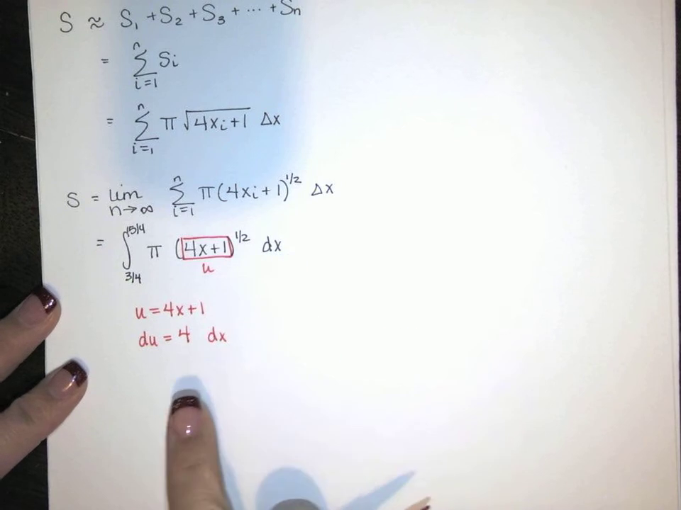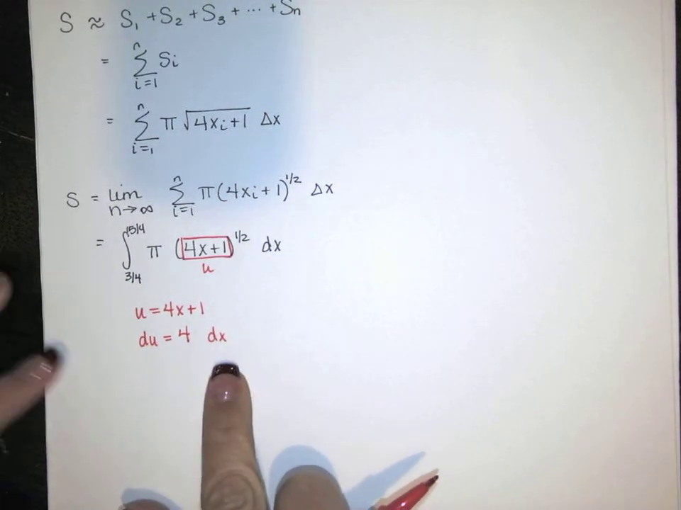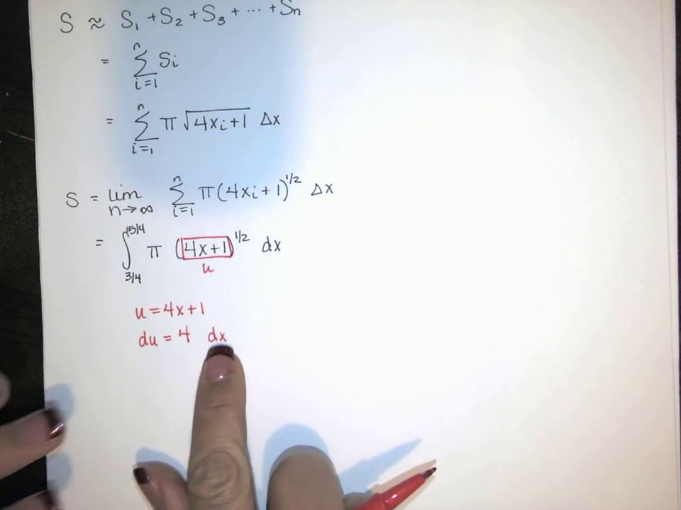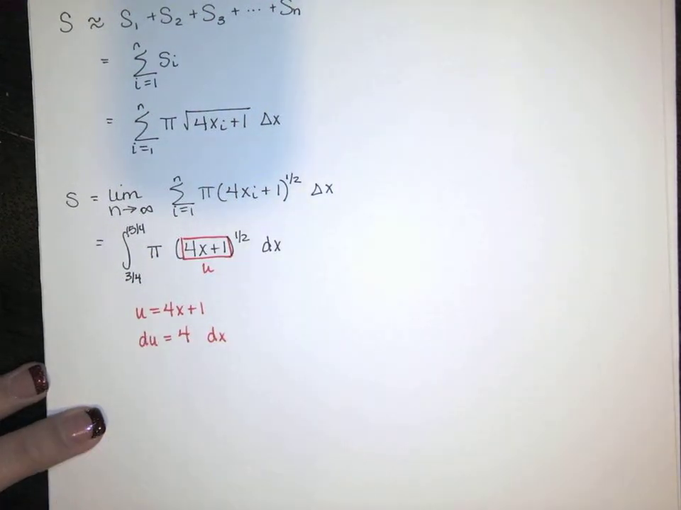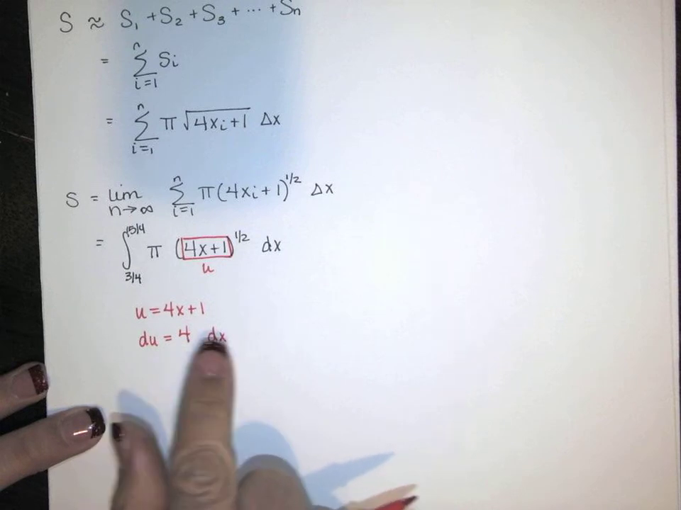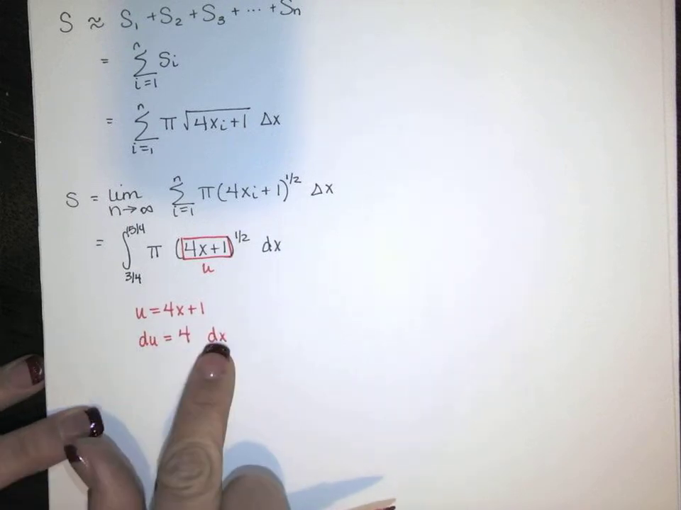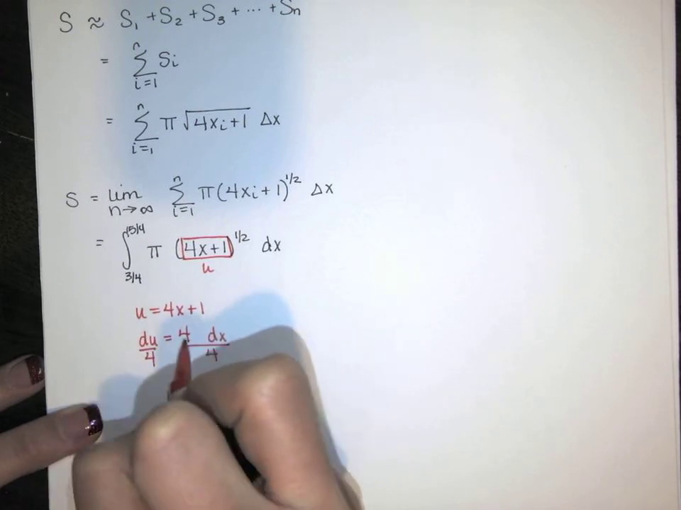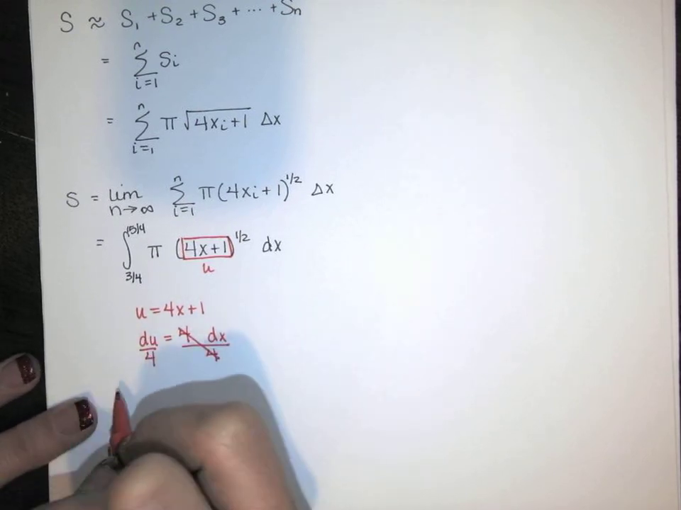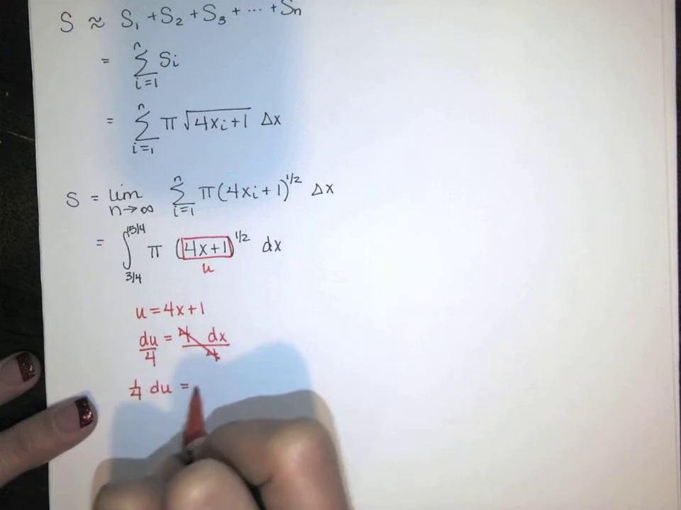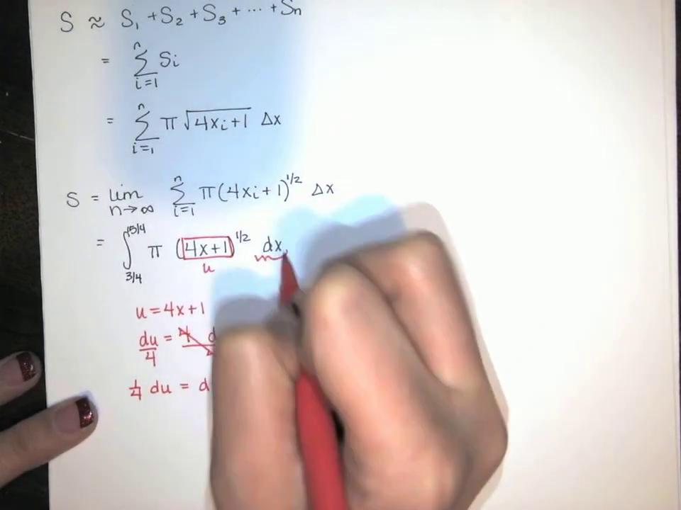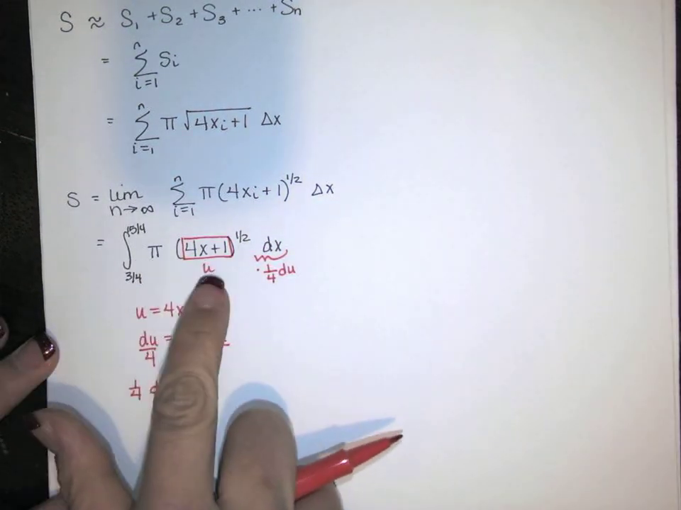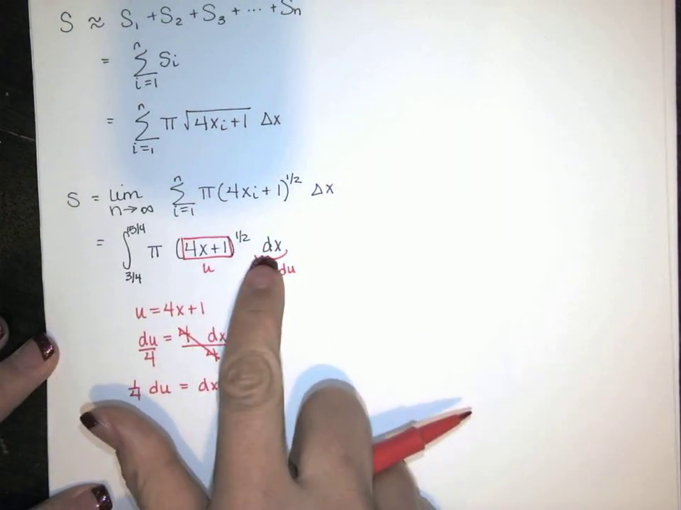And I look up here and I see, do I have a 4 dx? I'm not even concerned about the 4. Do I have a dx? Yes. The constants can always be modified. So if I want a 1 dx here, I can take this equation and solve for dx by dividing both sides by 4. And of course, taking du and dividing by 4 is the same as multiplying by 1/4. So dx turns out to be 1/4 of du. So this is pi times u to the 1/2, and this is 1/4 of du.